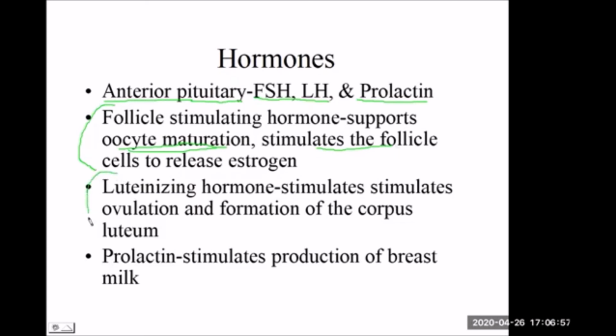LH, there's a sharp rise in the level of LH, and that stimulates the release of the egg out of the follicle, out of the ovary. So that term ovulation. And the remaining cells of the follicle create the corpus luteum. And we'll see that spike in LH. And prolactin is stimulating the breast structure, the mammary gland structure, for the production of breast milk to nourish now a baby, allowing for breastfeeding.